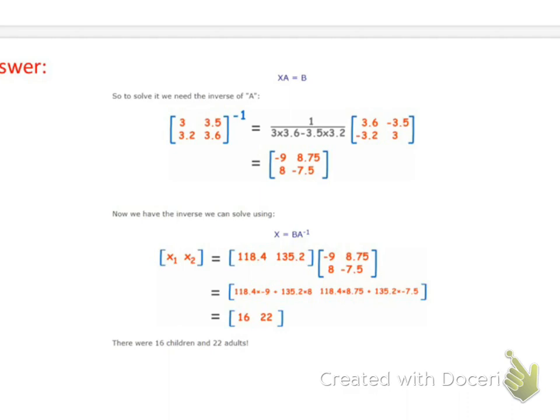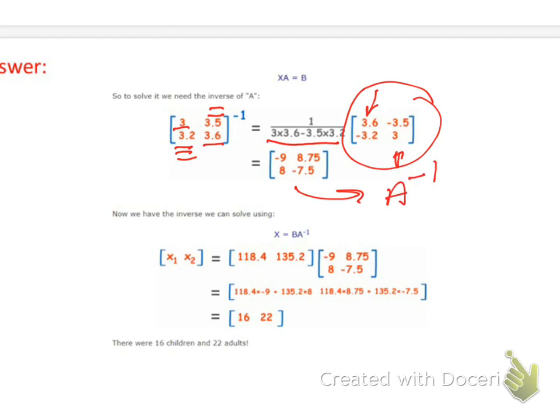You're going to flip this position with this position, and there they did that. Then you're going to negate those two, keeping them in their spot. Then you're going to figure out the determinant of the original matrix, which is 3 times 3.6 minus 3.5 times 3.2, and divide every single term in this in-between matrix by that determinant. This is A to the negative 1. Here was your B, which was your prices of the tickets. Here is your A negative 1.